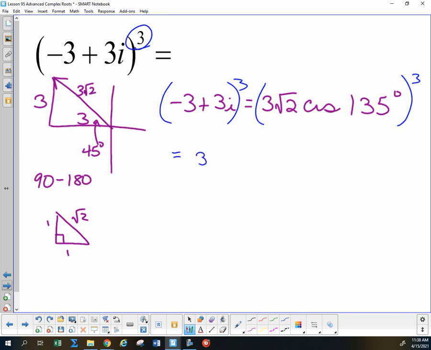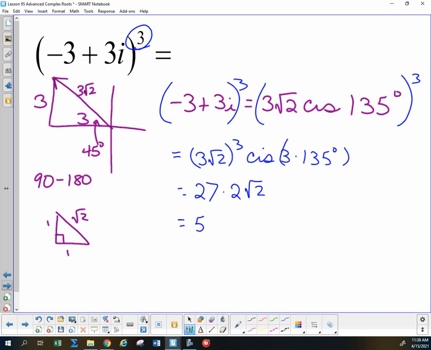So I need 3 root 2 to the third power times the cis of 3 times 135 degrees, which means 3 root 2 times 3 root 2 times 3 root 2. 3 times 3 times 3 is 27. Root 2, root 2, root 2 is regular 2, root 2. So I have 54 root 2. Then I have cis of 405 degrees, but that's more than once around the unit circle.